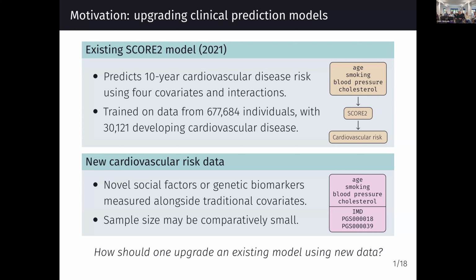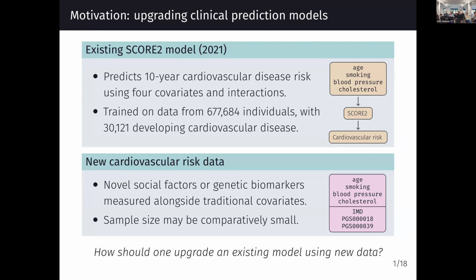The question that we want to ask is, suppose that we run some new experiments. Perhaps we're interested in investigating some new genetic markers, or some new social factors or other covariates that we expect to be useful when incorporated into a risk prediction model. Collecting this type of data may well be relatively expensive, particularly if it involves running novel tests, looking for genetic markers or something like this. So typically the sample size available to a laboratory running a new experiment is going to be substantially less than the 700,000 that was available to run SCORE2.